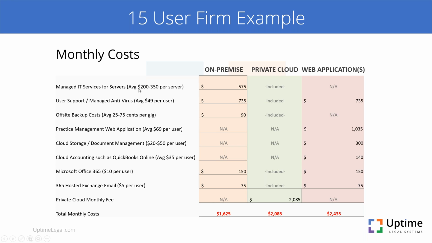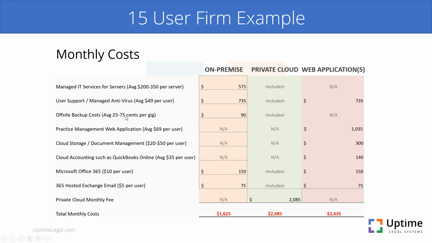The average IT firm is charging about $49 a user for this unlimited support scope with no server in the mix at all. So whether you're on premise or whether you're with a web app, you're still going to have this fee here. So that's 49 times 15. Private cloud will typically include that. And this is, of course, if you're going with the all-inclusive.